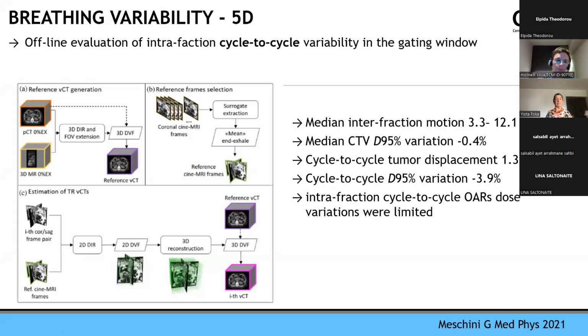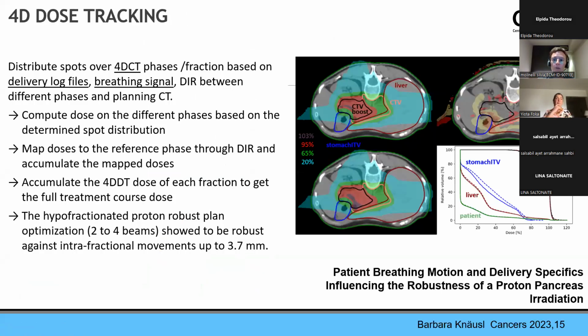The last thing I want to mention about organ motion and respiratory motion is for dose tracking, which is also something that is becoming more and more common nowadays. There are several studies which have been published for different districts. One of the recent ones is from Barbara Knoss from Maastro. They studied the proton treatment of pancreatic tumors. What is dose tracking?